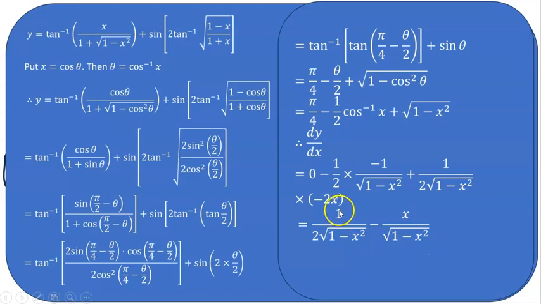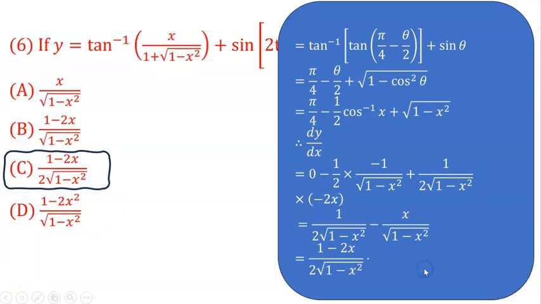Here is 1 upon 2 root of 1 minus x square minus x upon root of 1 minus x square, and after simplification, that is multiplying numerator and denominator by 2, then you will get the denominator same, that is 2 root of 1 minus x square, and in the numerator you will get 1 minus 2x, and hence dy by dx is equal to 1 minus 2x upon 2 root of 1 minus x square, and hence option C is correct here.